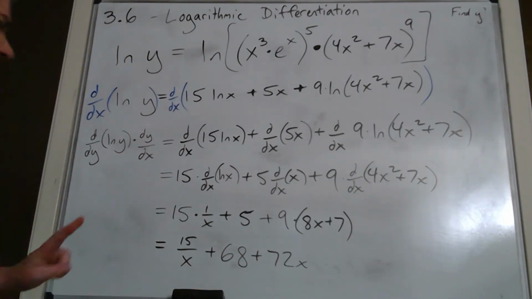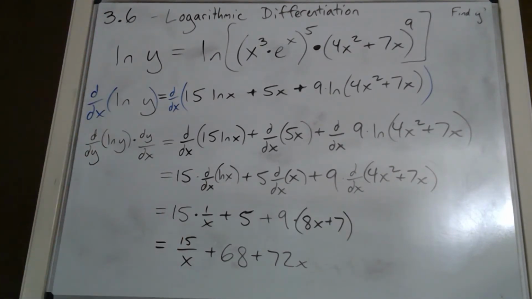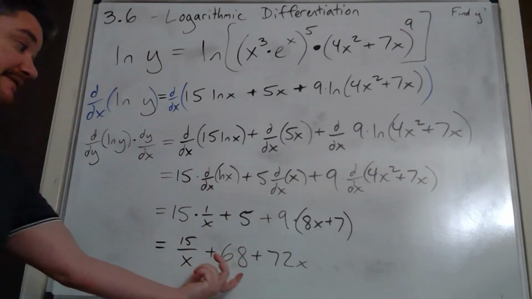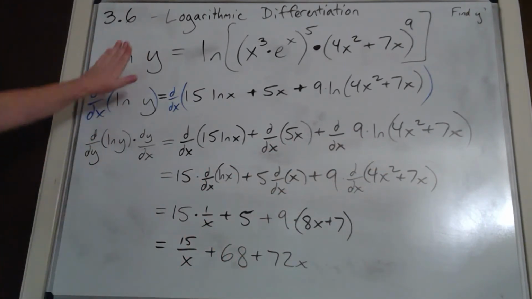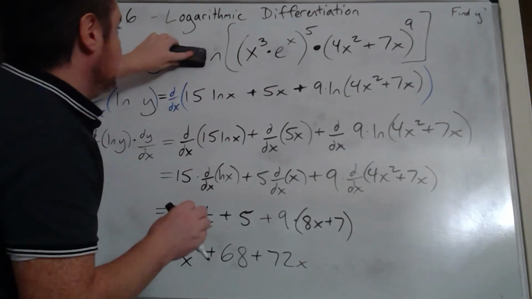Okay, are we done? Not quite. And that's where this stuff is going to get even messier. All right, so let's see what we've done here. I'm going to erase all the work preceding our final answer again. Okay, so we originally had y is equal to that stuff. We applied the natural log to both sides.